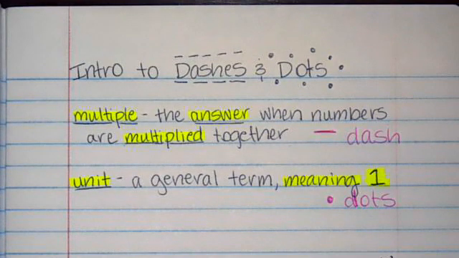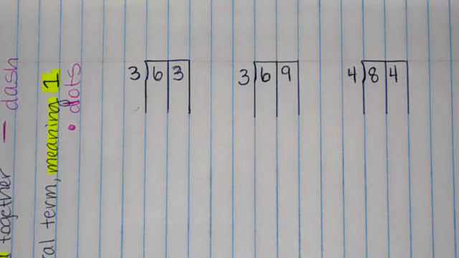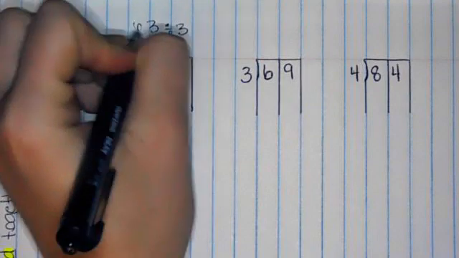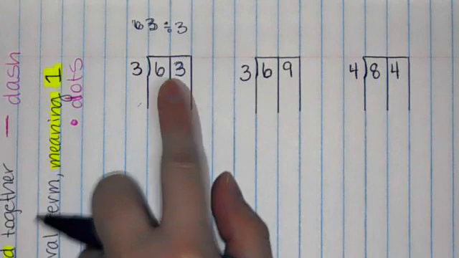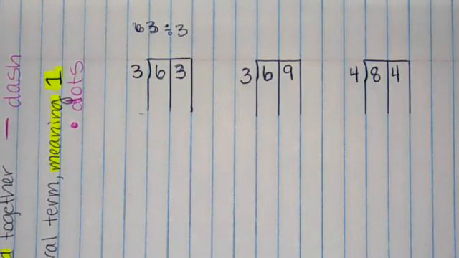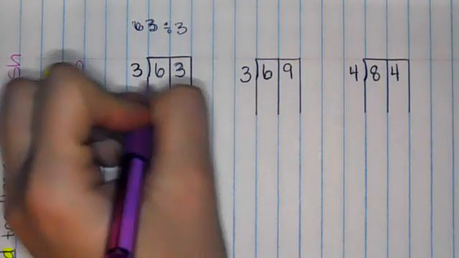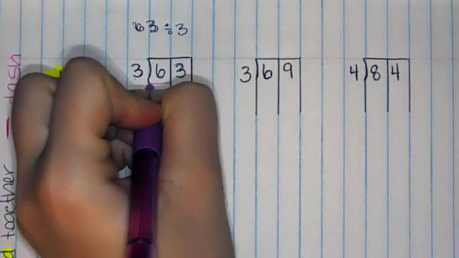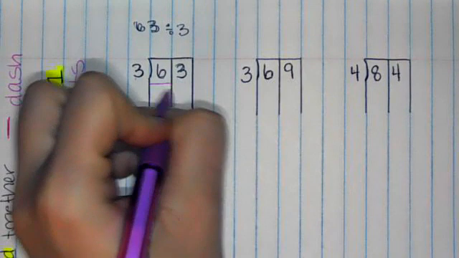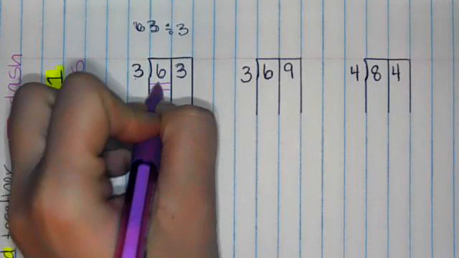So here will be our first example. This first problem is 63 divided by 3. I can write this down up here to help you remember. In this division house, that means it's 63, and then we're dividing it into 3 groups. So how we would do this problem with dashes and dots is 3 times 1 is 3. 3 times 2 is 6. So we have 2 dashes. We would put a 2 up in the quotient.